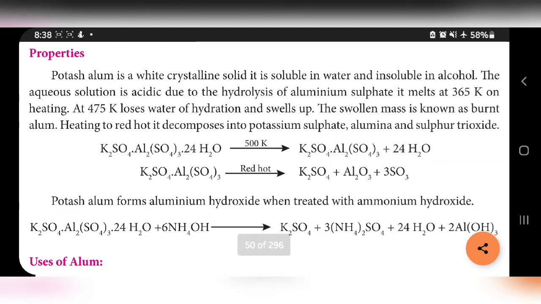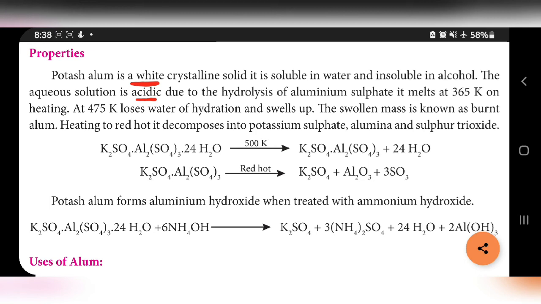Next one, properties. Potassium alum is a white colored crystalline solid and it is soluble in water and insoluble in alcohol. This aqueous solution is acidic due to the hydrolysis of aluminum sulfate, and it melts at 365 Kelvin on heating, and at 475 Kelvin it loses water of hydration and swells up. That swollen mass is known as burnt alum.